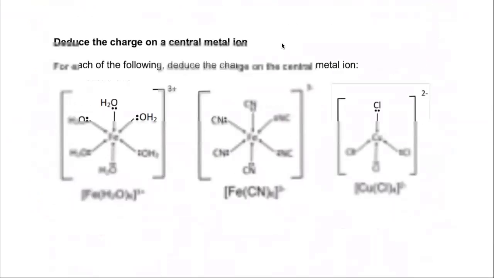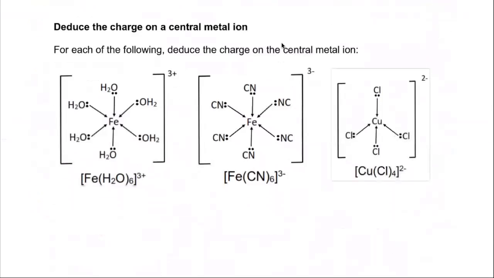So on this one, it's a 3+ on the entire complex ion. And I want to know, what's just the charge on the Fe right here? Is it 3+ or is it something else? That's where I have to look at all of the ligands that it's bonded to. Do any of them have a charge, or are all of them neutral? On this one, all 6 of them are water molecules, and so all 6 of them are neutral.